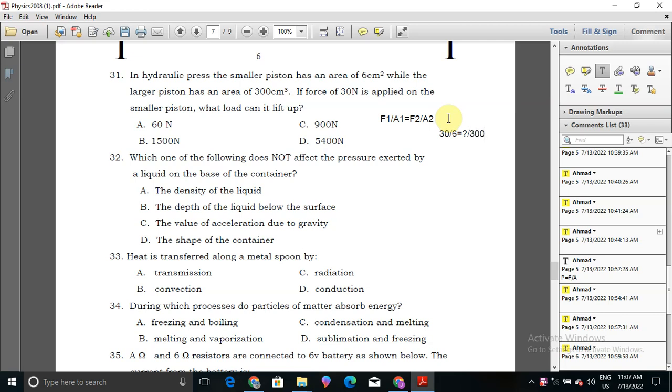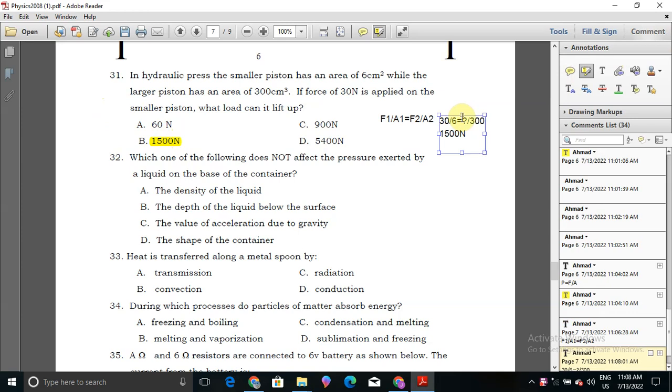Okay, after making crisscross, that means 30 times 300 and 6 times x, or the force that we don't know, and after dividing them you will get the last answer, which will be 1500 Newton. So that means the correct answer, or the correct choice for question number 31 is choice B.